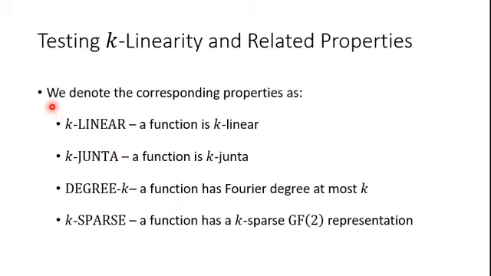So moving forward, we will be using the following notations. k-linear, when it's written like this, means a function is k-linear. k-junta for a function that is a k-junta. Degree k for a function that has Fourier degree at most k. And k-sparse for a function that has a k-sparse F2 representation.